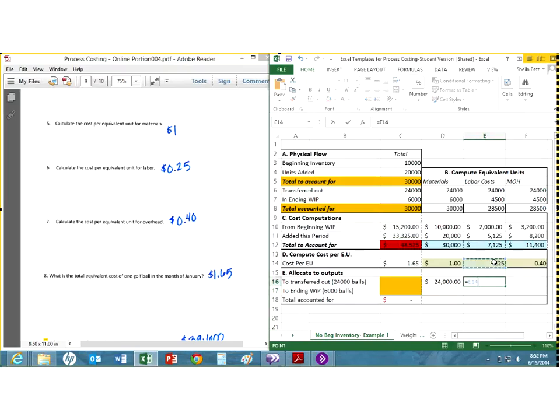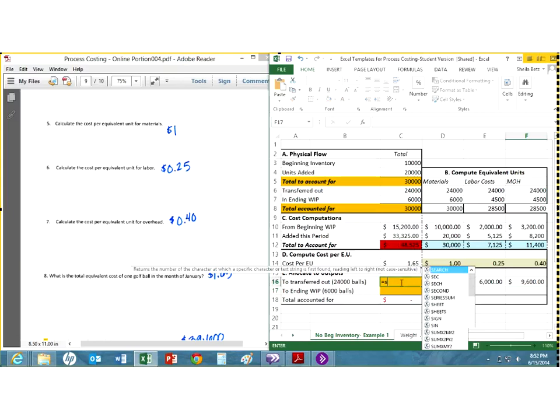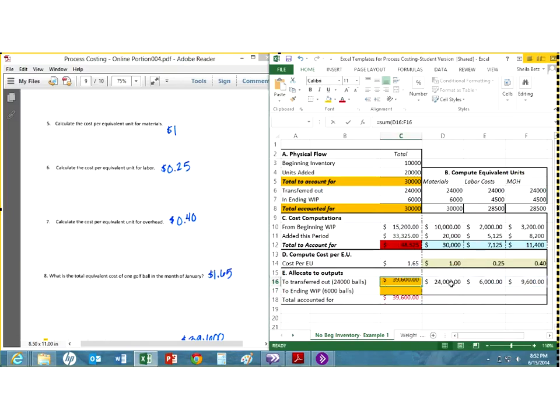We had 25 cents of labor cost for every golf ball. We completed 24,000, so that's $6,000 of labor cost. Then we had 40 cents of overhead cost in every golf ball. We had 24,000 we completed, which comes out to $9,600. So if I take the total of this, the total dollar amount we had in those 24,000 golf balls is $39,600.